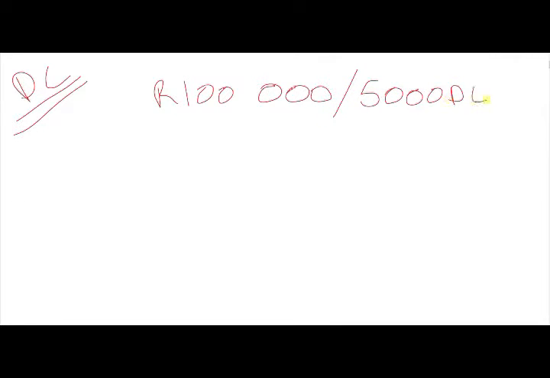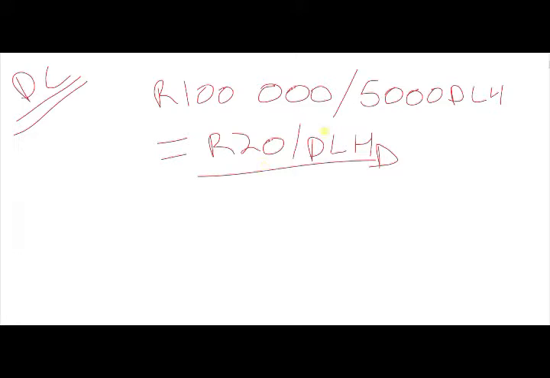To calculate the direct labor cost for the job, you first need to calculate the direct labor hour rate. To do that, you need to take the total direct labor cost, this is from the budgeted income statement, and divide by the total labor hours, which is 5,000 direct labor hours, to get 20 rand per direct labor hour. So this is the direct labor hour rate.